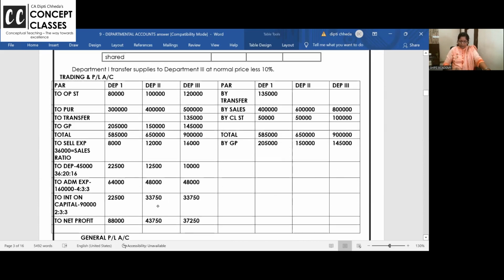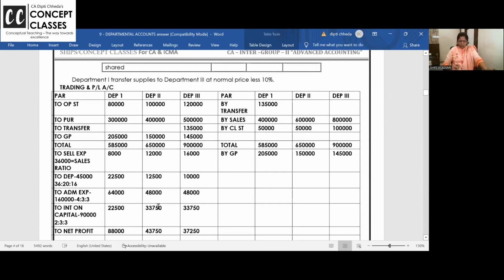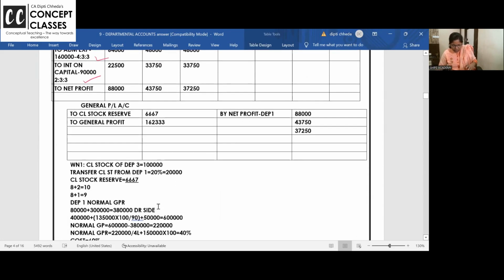Like, look at this problem. I'm not taking up the whole problem in detail, but look at it. Trading P&L account we have prepared, departments 1, 2, 3 are there, right? Now we have apportioned all the expenses like selling expenses on sales ratio, depreciation in the value of machinery, administrative expenses where they have given the ratio, interest on capital, in that ratio we will apportion.